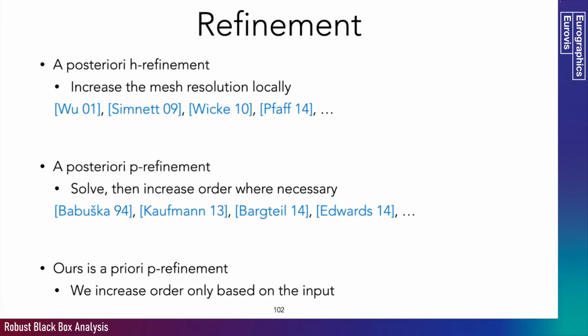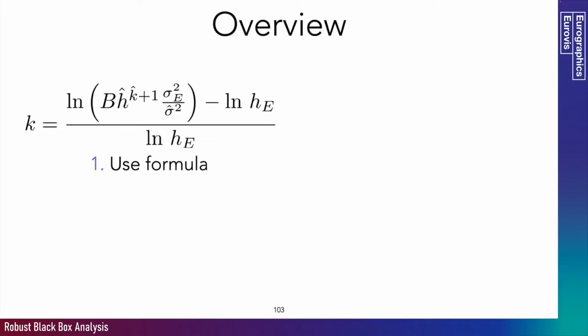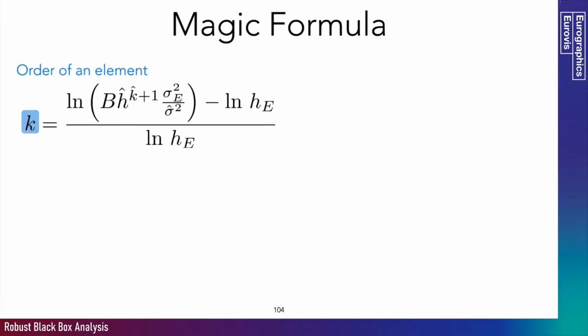So how can we actually decide where and how to refine a priori? To do that, we have a simple formula that looks scary. So let me explain this magic formula. What it does is relate the order k of an element, which is what we want to assign, to other quantities. For example, a user control parameter, a tolerance, this b, which in all our experiments we just set to 3. So this is just giving us a little bit of tolerance.